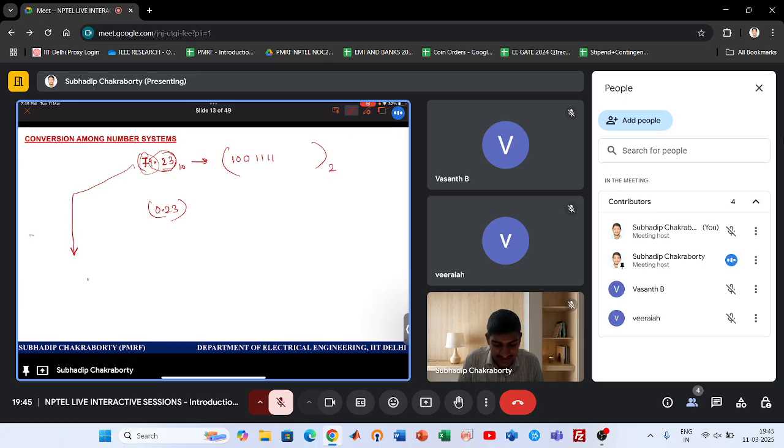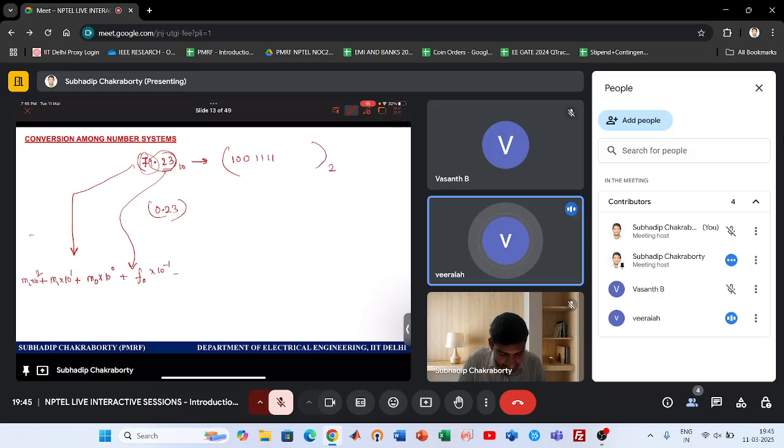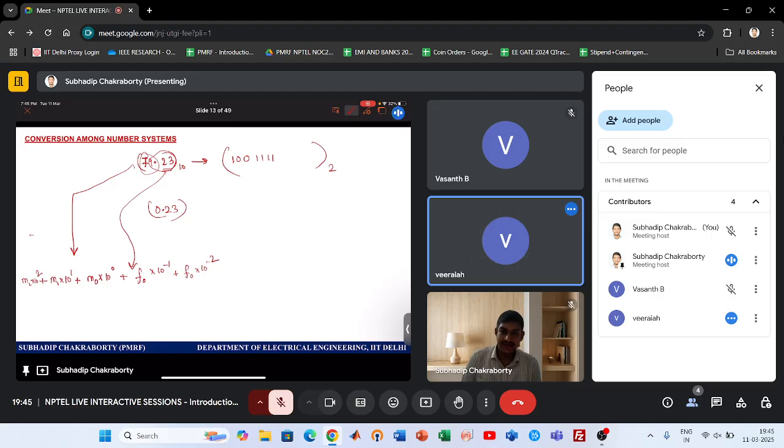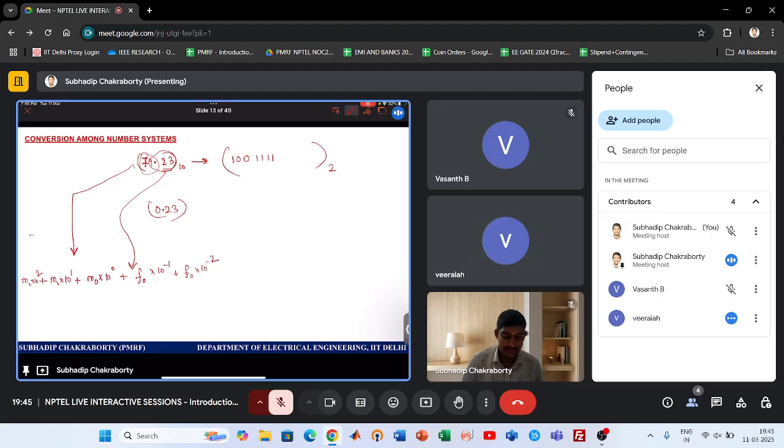So what you are doing in this representation is: the least significant digit times 10 to the power 0, plus the next one times 10 to the power 1, plus the next one times 10 to the power 2, like that. But what is happening here? I can say f0 into 10 to the power minus 1, f1 into 10 to the power minus 2. Understood, right? What is happening in the digital representation?